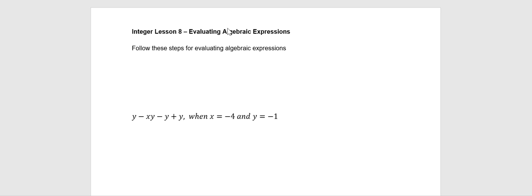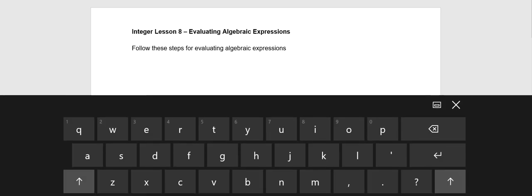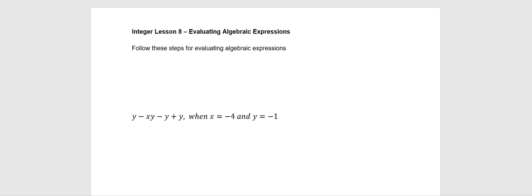So today's lesson, we're going to pick up where we left off with order of operations, and we're going to continue with evaluating algebraic expressions. Now, we should know that an algebraic expression is nothing more than an expression made up of variables and operations. So you see in our first example, we have variables x and y. We have operations of adding and subtracting.